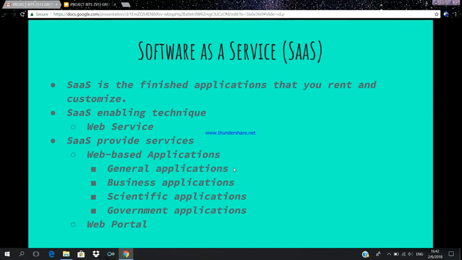The provided service is web-based application and web portal. In web-based application, there are general, business, scientific and government applications.